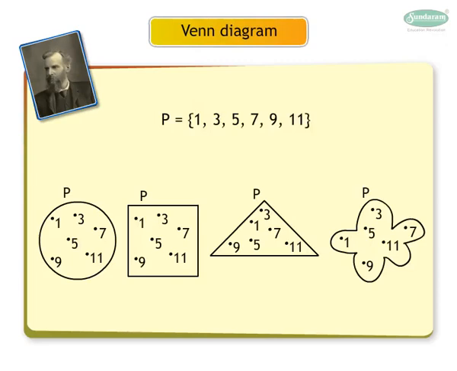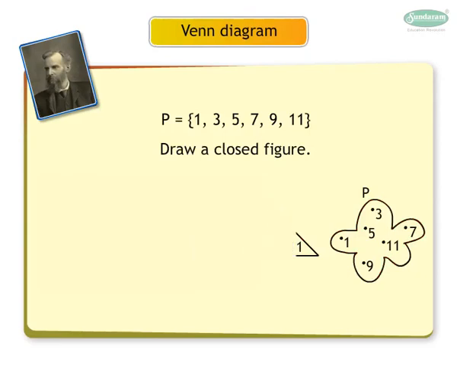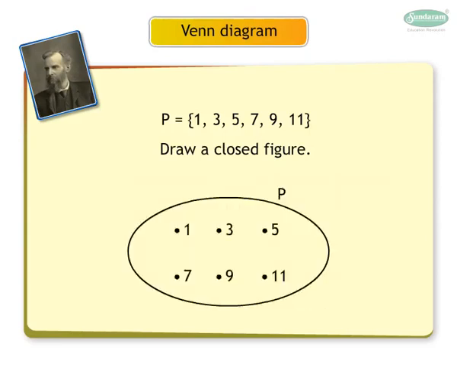To represent set P, we first draw a closed figure. The closed figure can be a circle, a rectangle, a triangle, or any irregular figure. The name of the set, that is P, is written outside the figure, and the elements are represented by dots or points inside the figure. Hence, 1 is represented by a point, 3 by another, and so on. Such diagrams are called Venn diagrams.